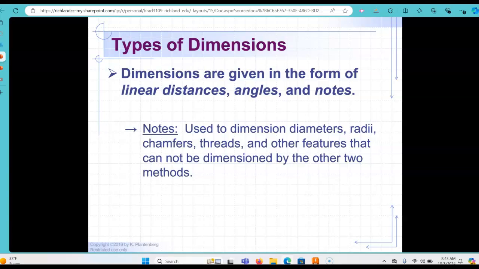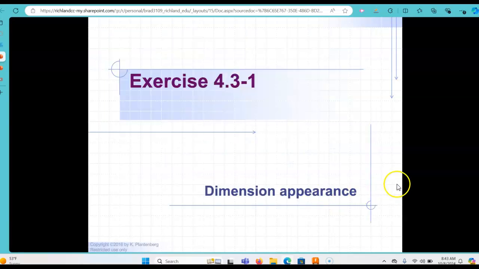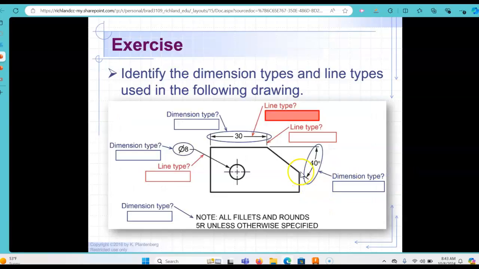It's important to understand that notes can be used to further define or explain things that are on the print. Here you can see we can use notes for diameters, radii, chamfers, threads, and other features where we don't typically use linear or aligned dimensions. But we do have other ways to call those out and make sure that people understand what they are.